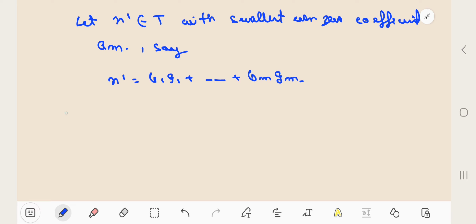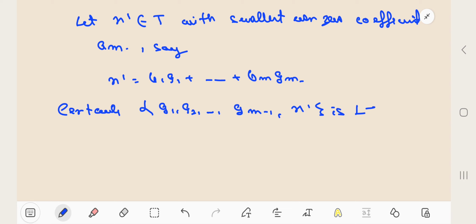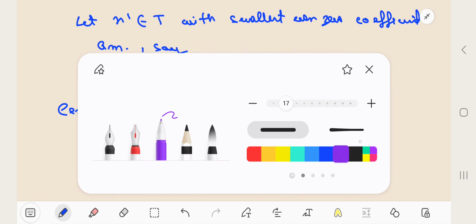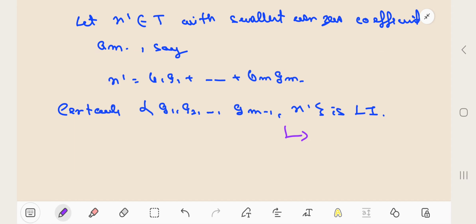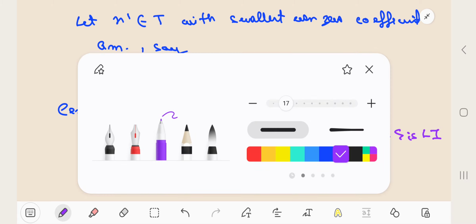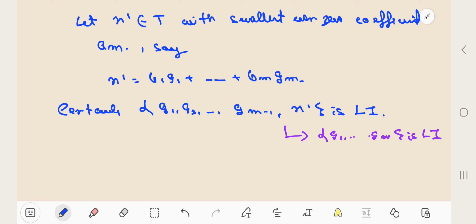The thing to observe here is that certainly the collection g1, g2 till gm minus 1 and x prime is linearly independent, and this immediately follows. This is something you can check immediately. Take any non-trivial linear combination of these elements, and you will find it. This follows from the fact that the vectors g1 till gm are linearly independent, which was our assumption. Okay.